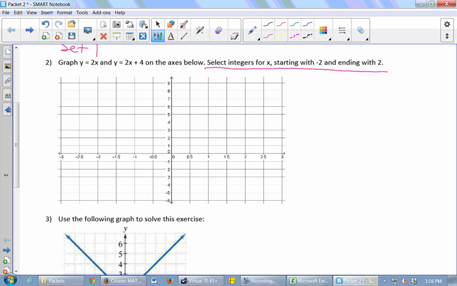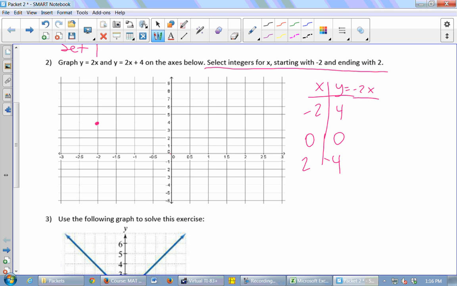So if I plug -2 into y equals 2x, let's keep our work organized. Then y would be -4. And if I plug in 0, y would be 0. And if I plug in 2, y would be 4. So I did 3 points. All right, so I've got -2, -4. 0, 0.